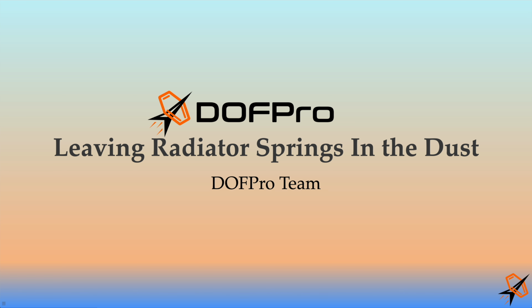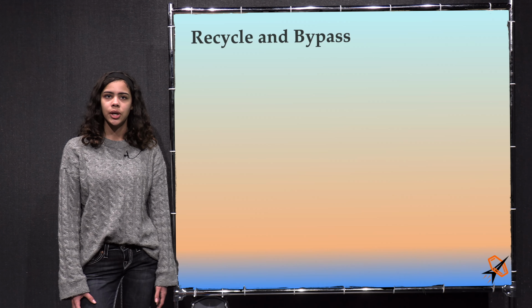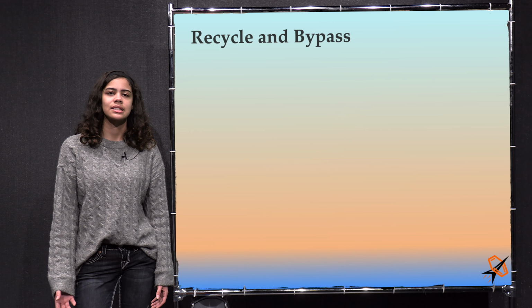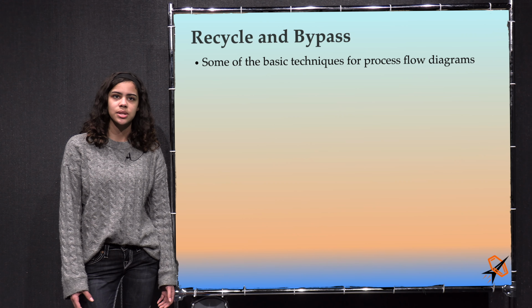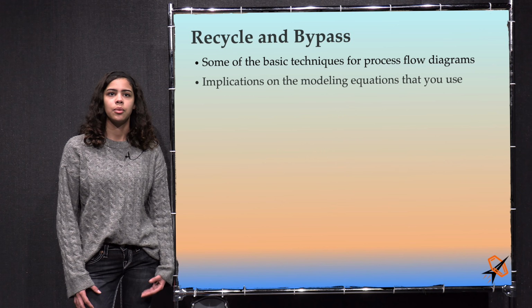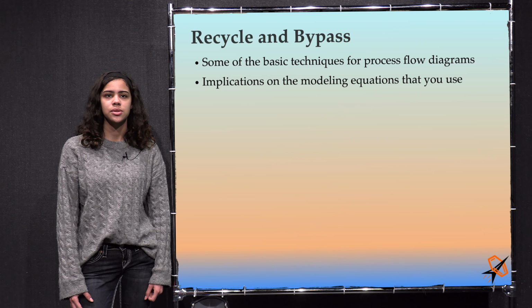Leaving Radiator Springs in the Dust is an episode of the Degrees of Freedom Project videos on chemical and thermal principles. Definitions and additional details can be found in the webpage link in the description. This video explains recycle and bypass in a discussion of some of the basic techniques for use in process flow diagrams and what implications they have on the equations that you use.